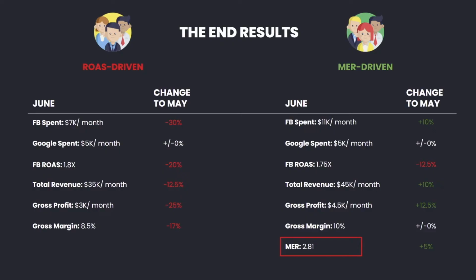So what can we see from comparing those two scenarios? In scenario A, the ROAS-driven mindset, we did not only experience a decrease in total revenue, but more importantly, a decrease in margin and total gross profit.